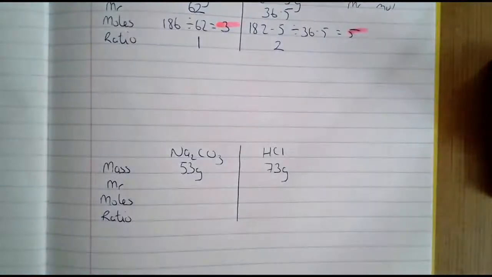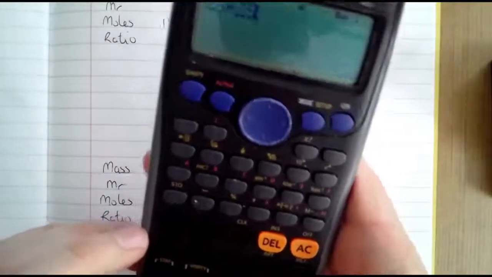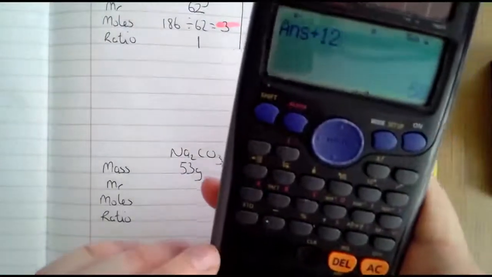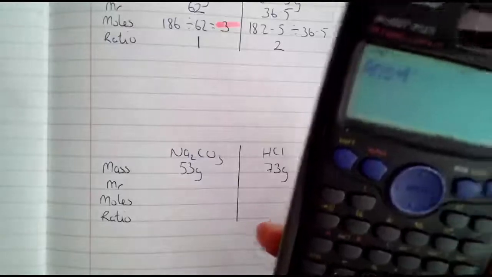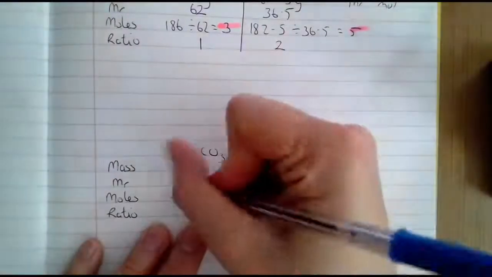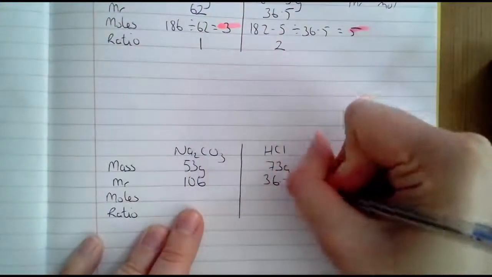And then I would need to calculate the formula mass of sodium carbonate, which I don't know off the top of my head. So I've got 2 sodiums, so that's going to be 23 plus 23, giving me 46. I've got a carbon, which has a mass of 12. And then I've got 3 oxygens, which is going to be 3 times 16, which is going to be another 48. So I get a formula mass of 106 for sodium carbonate. And then HCl is 36.5.